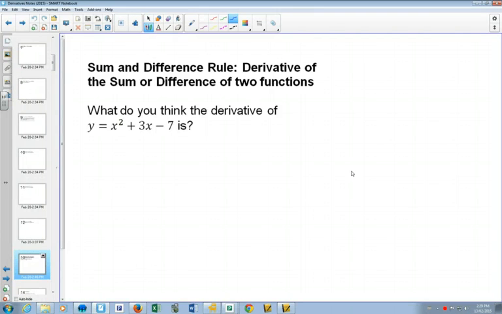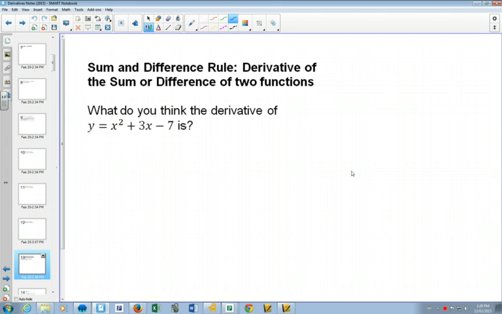You know how sometimes in math class you start off with "what do you think?", and then it's usually an example to show you what your gut was wrong. Well, this is a case where what your gut feeling is should be right. If you know the derivative of x squared is 2x, you know the derivative of 3x is 3, and the derivative of a constant is 0.